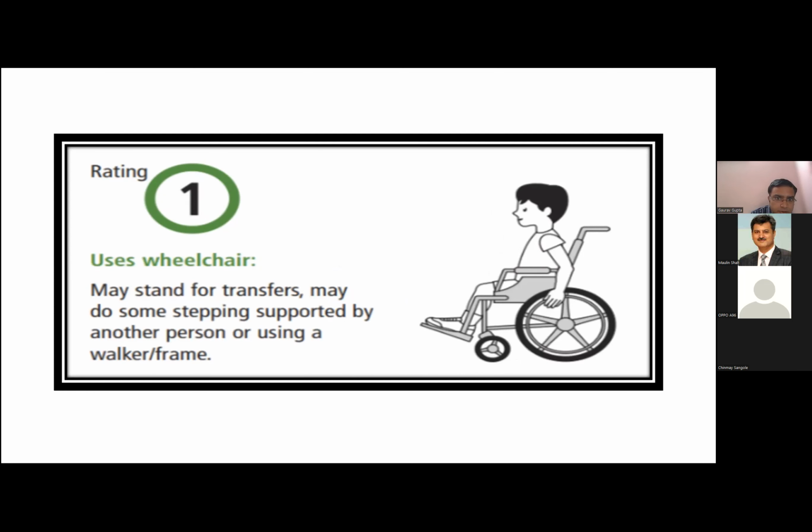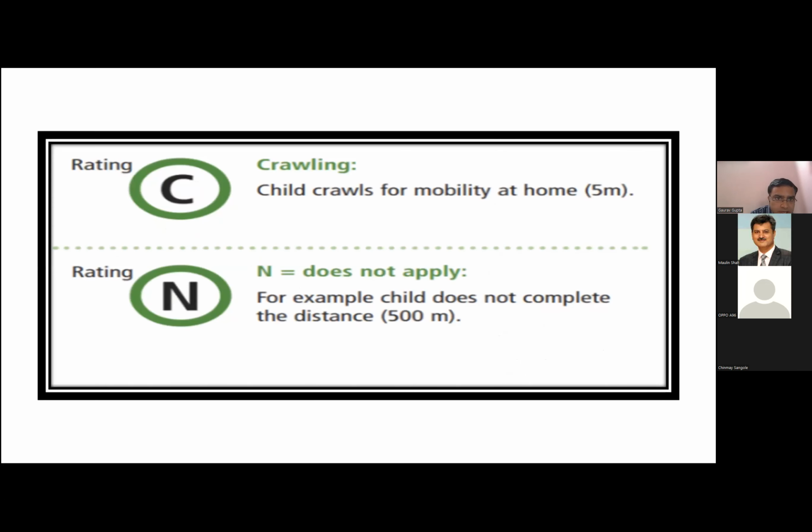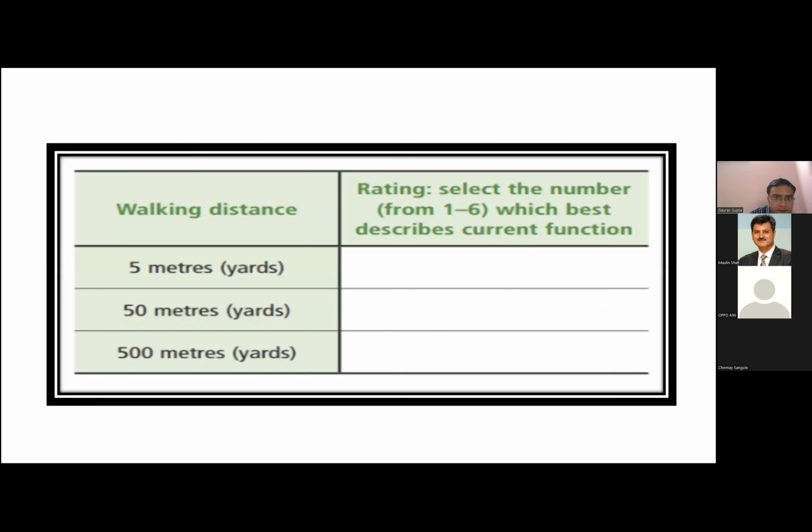He may stand for transfers, may do some stepping supported by another person, or using a walker or frame. Then there are two other grades. Grade C, where the child cannot walk and crawls for mobility, even at home. And grade N, where the child is not able to complete the task. So these grades, we have to grade the child in all the three areas at 5 meters, 50 meters, and 500 meters.